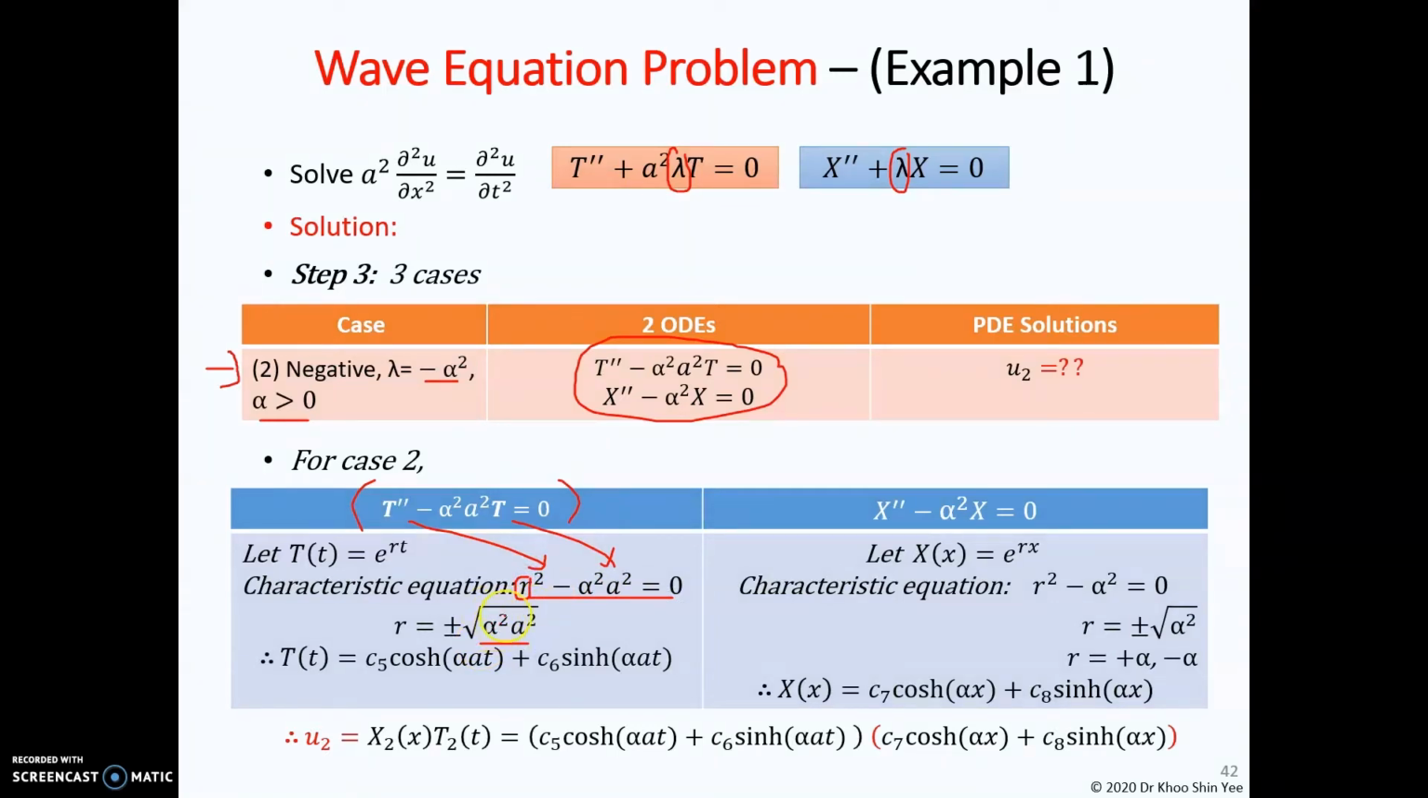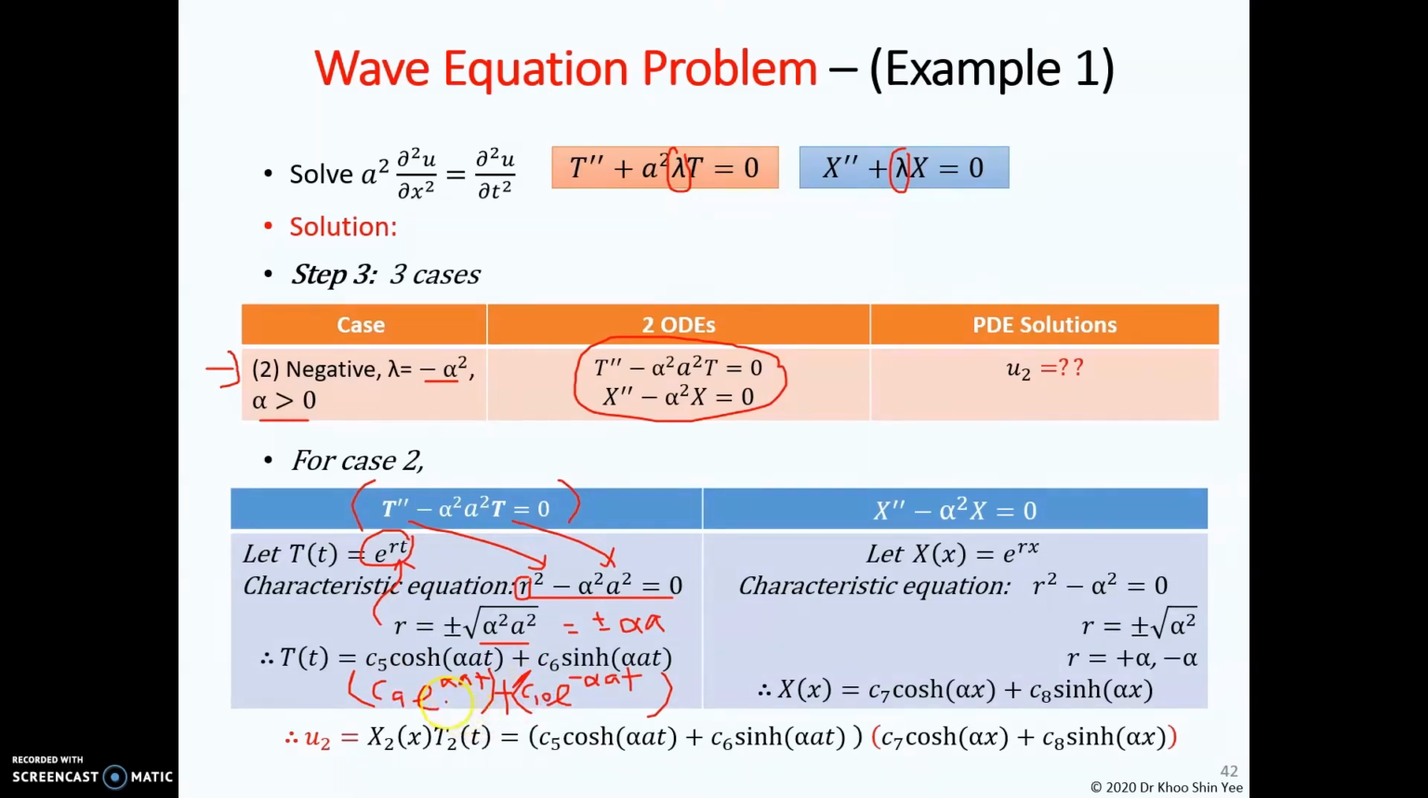Square root of the alpha square a square give you plus minus alpha a. Therefore, you can substitute this r inside the exponential answer here. Then you can obtain the first solution in the exponential alpha at and second solution in the exponential negative alpha at. Then you take the superposition between the first solution and second solution, and don't forget to multiply it with the constant.